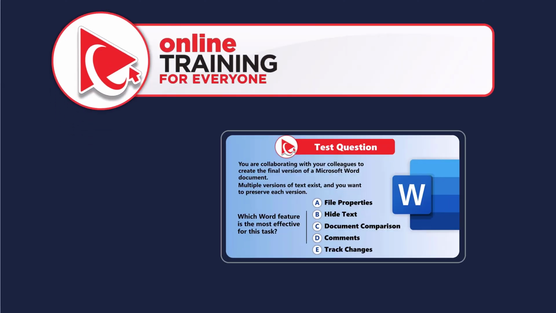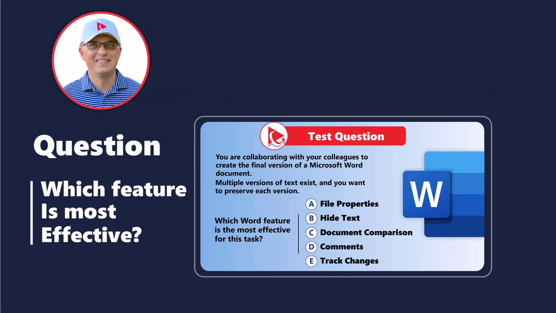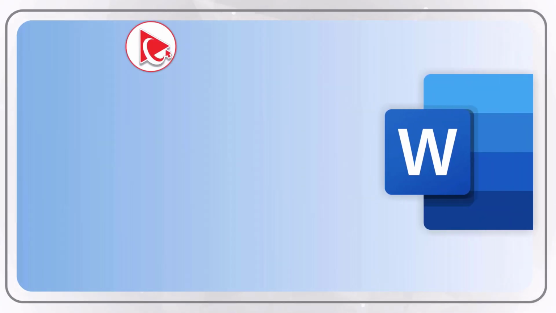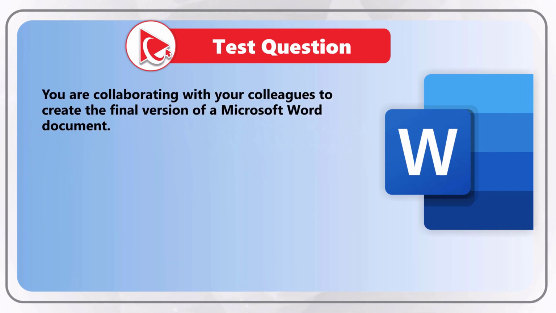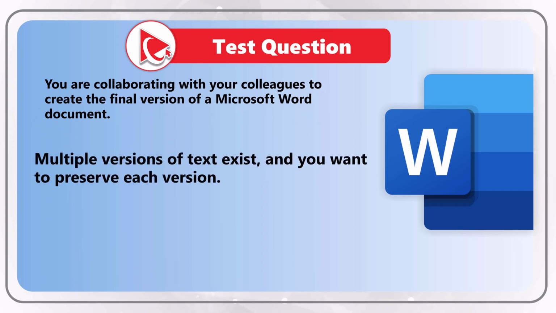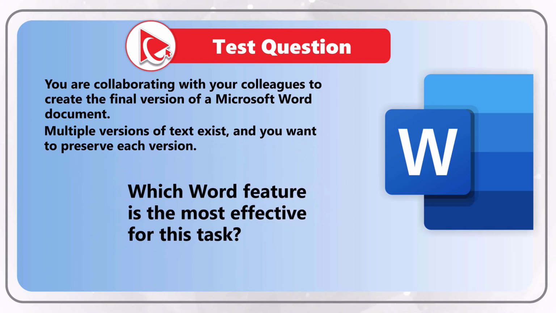What's amazing about this question is that you will not just learn the answer, but you will also learn about new features of the application. Here's the question. You're collaborating with colleagues to create the final version of Microsoft Word document. Multiple versions of text exist, and you want to preserve each version. Which Word feature is the most effective for this task?